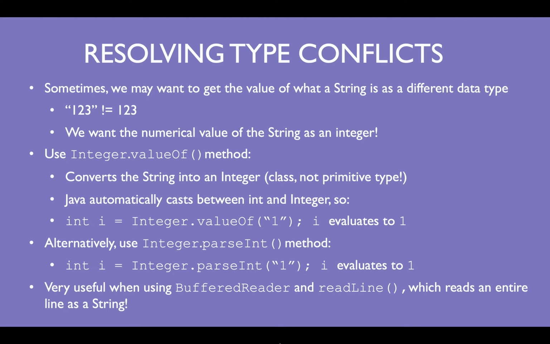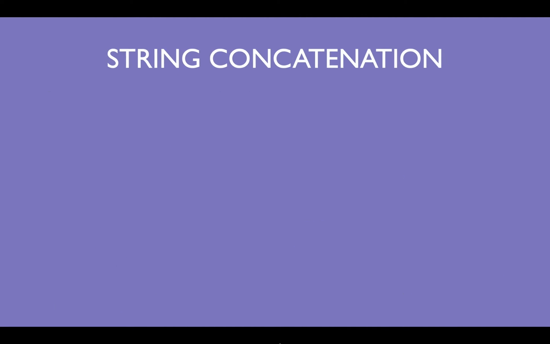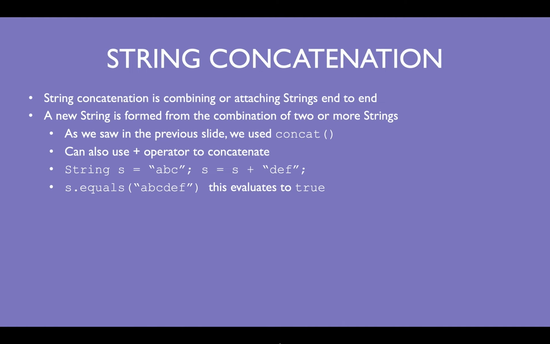Our next topic is string concatenation, which is a fundamental part of string manipulation. String concatenation is the act of combining or attaching strings, forming a new string from the combination of two or more strings. You've seen this in action already. In the previous slides, we used the concat function for this, but in my opinion, a much easier method is to use the plus operator to concatenate.